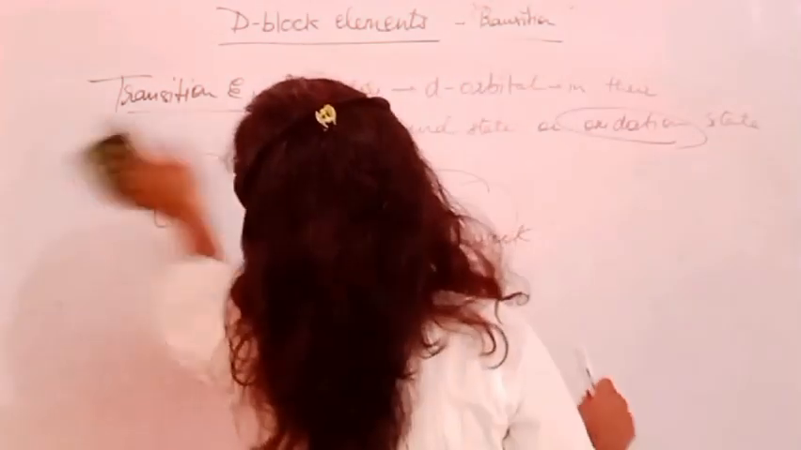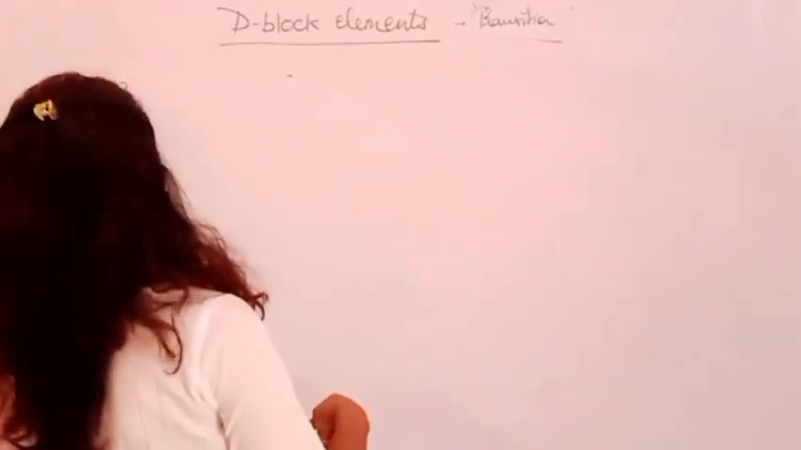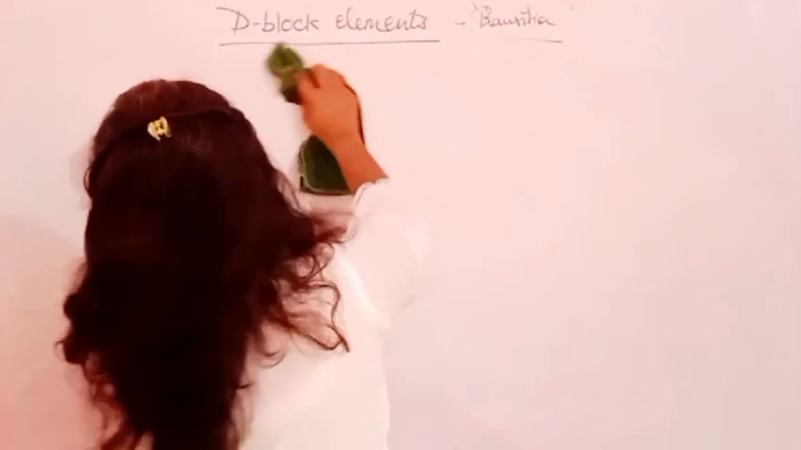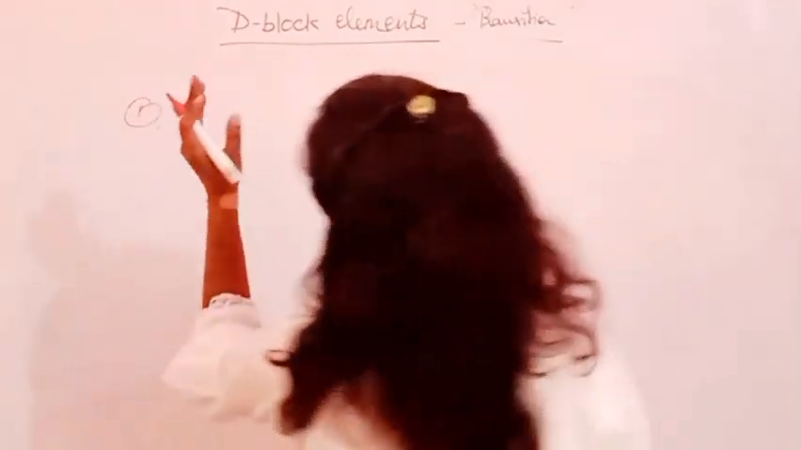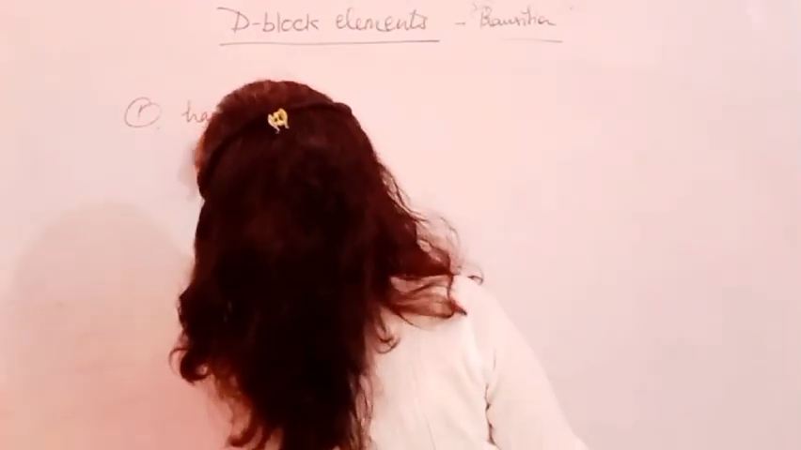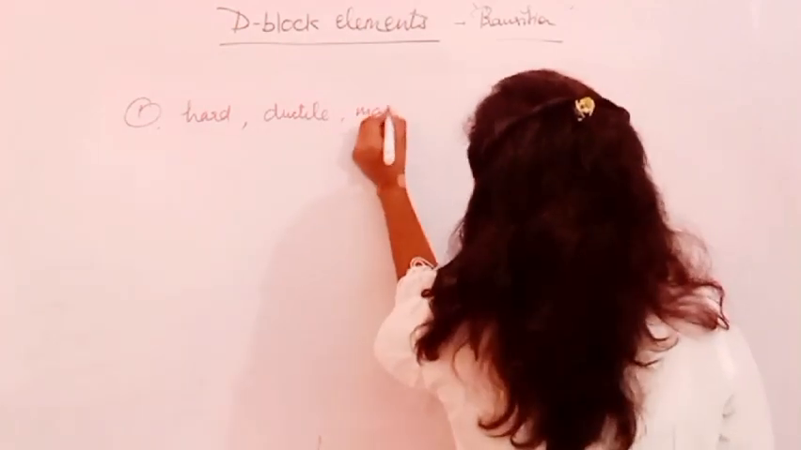Talking about the properties of your d block elements, the properties are going to be interesting. So what are the properties of your d block elements? Number 1: d block elements are hard, ductile and malleable.